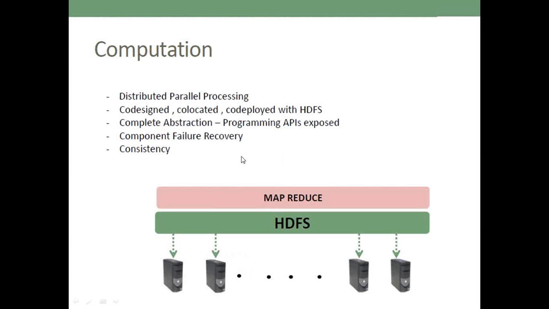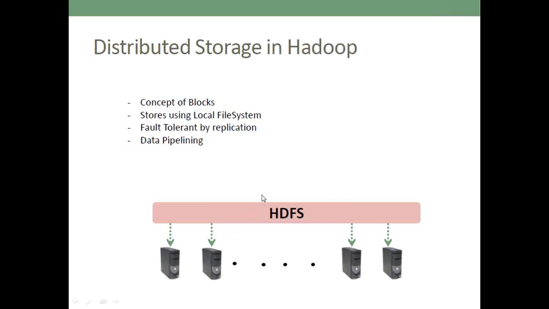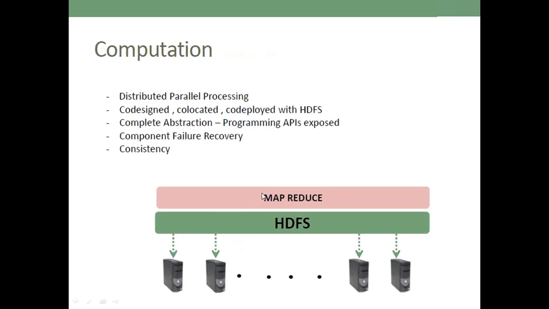Then MapReduce. MapReduce is distributed parallel processing, and it runs in parallel on different machines. It will maintain consistency. It processes whatever we stored in HDFS, and it sits on the top layer of HDFS.